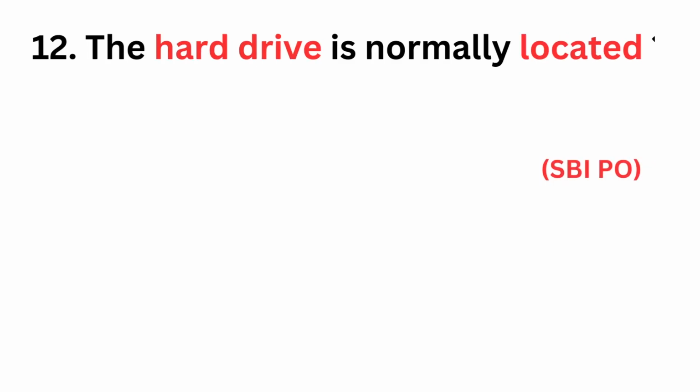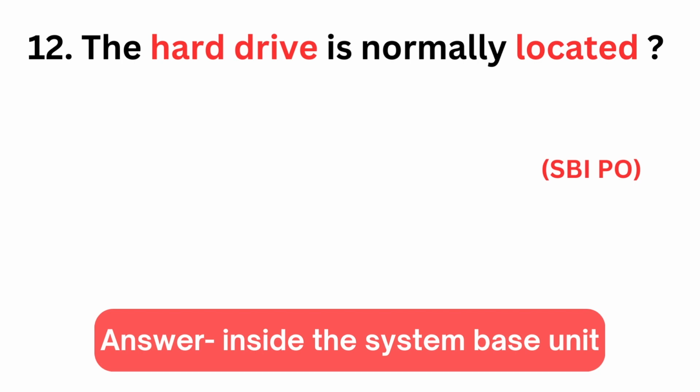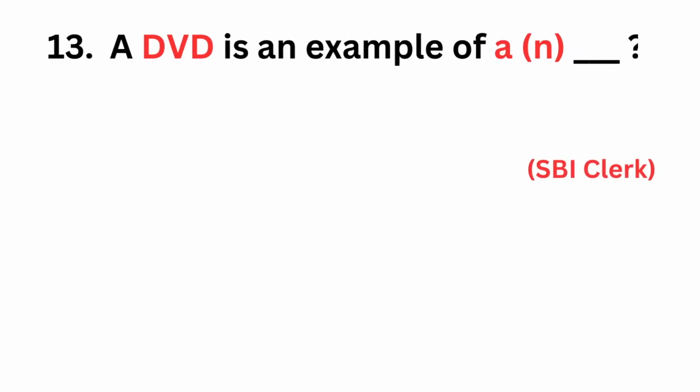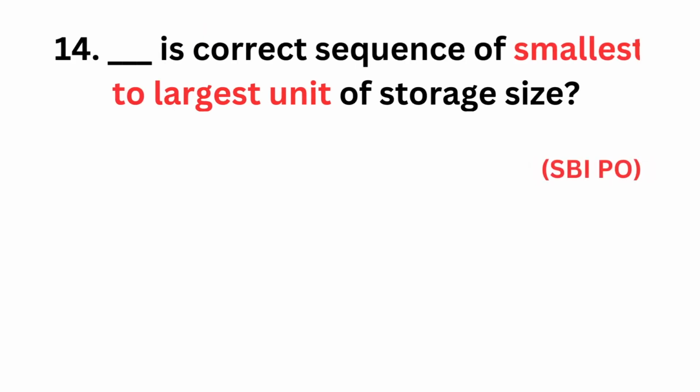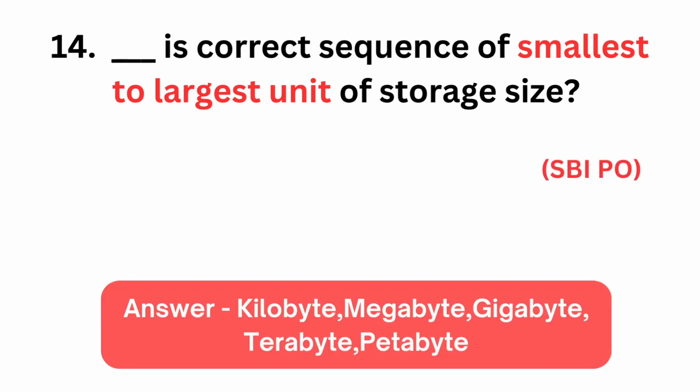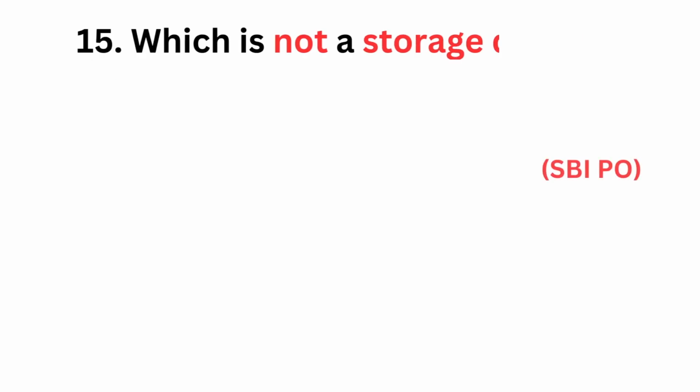1024. The hard drive is normally located inside the system base unit. A DVD is an example of a what? Optical device. What is the correct sequence of smallest to largest unit of storage size? Kilobyte, megabyte, gigabyte, terabyte, petabyte.